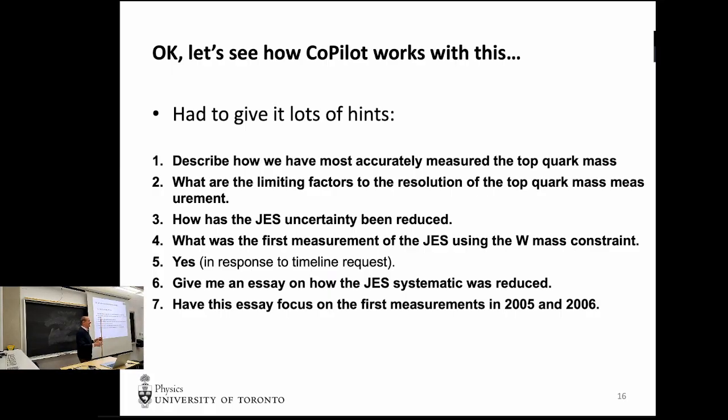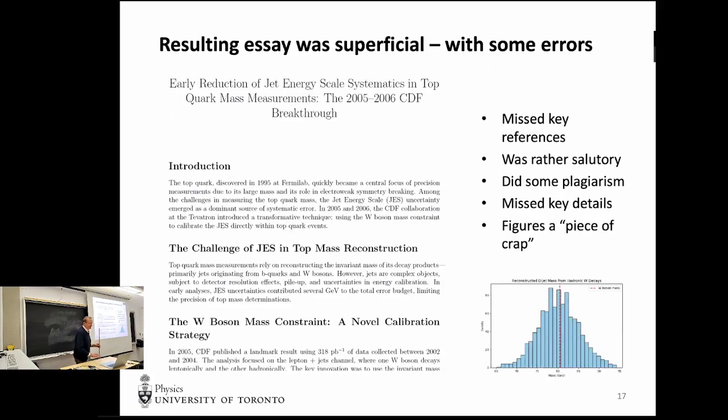Well, this was attempting to get it to spit out that the jet energy scale was a limiting factor. But it didn't quite get that far. I then had to go and talk about the jet energy scale. And so this prompt gave me, and then it asked, give me an essay, and have the essay focus on the first measurements in 2005. I had to be really precise. I had to tell Copilot what it was looking for. All right. Then it produced this essay.